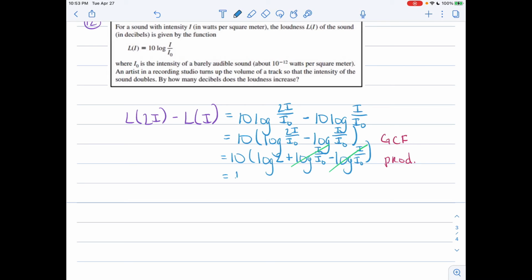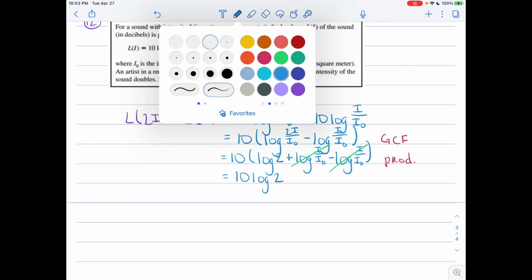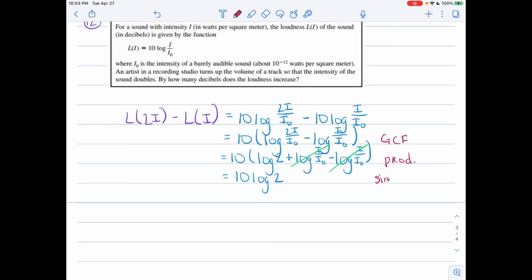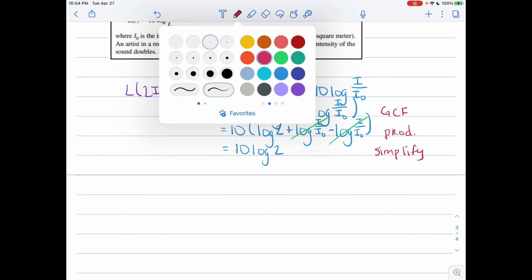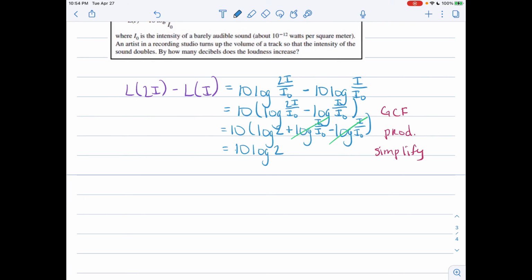So I have 10 multiplied by log of 2. And that's just a simplify step. Those canceled. Finally, I can put 10 multiplied by log 2. We are in common log form. Log base 10 is implied. Just put that into your calculator directly. 10 times log 2. And this is going to be about equal to 3.01.